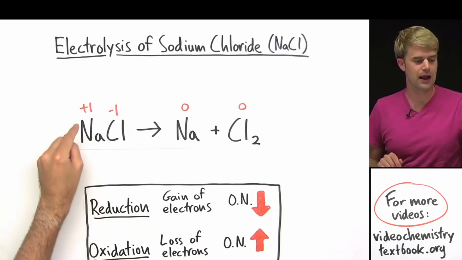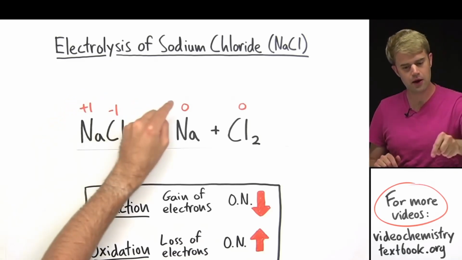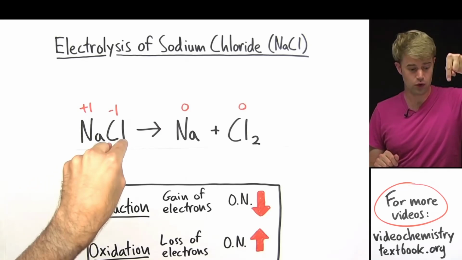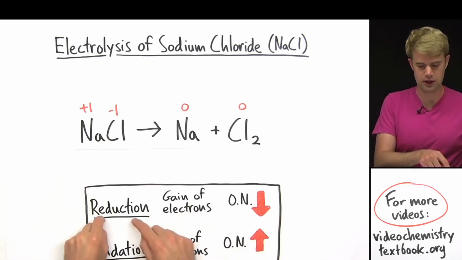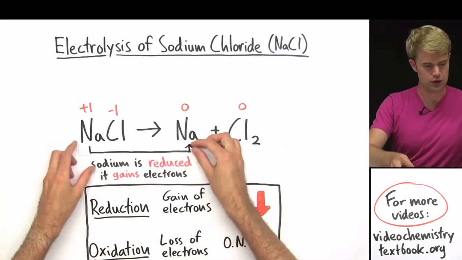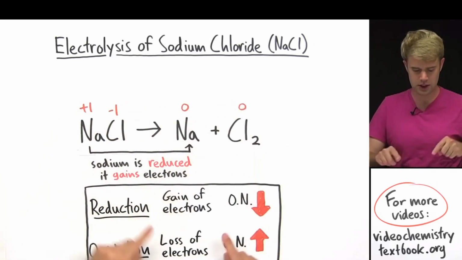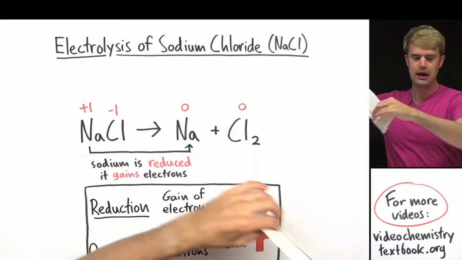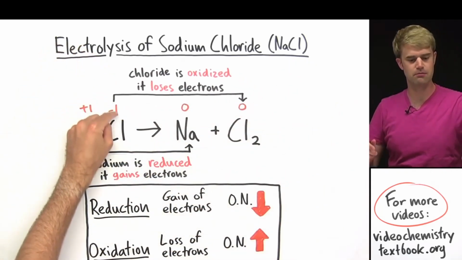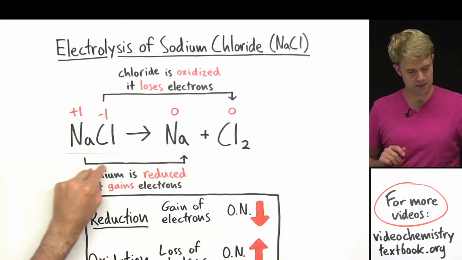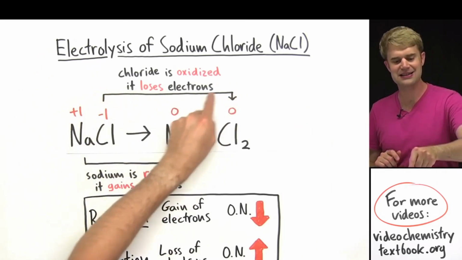We'll use this information to help us out. So let's take a look at sodium here, Na. On this side of the equation, it's +1, and then over here, it's 0. So its oxidation number goes down. That means that it is undergoing reduction. It is gaining electrons. So sodium is reduced here from +1 to 0. And then Cl goes from -1 here to 0 over here. So its oxidation number is going up. It is undergoing oxidation, and it is losing electrons. It's being oxidized from -1 to 0. So sodium is reduced, gaining electrons, and chloride is oxidized, losing electrons.